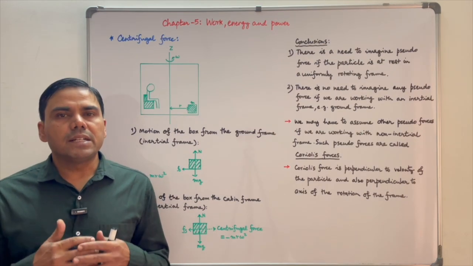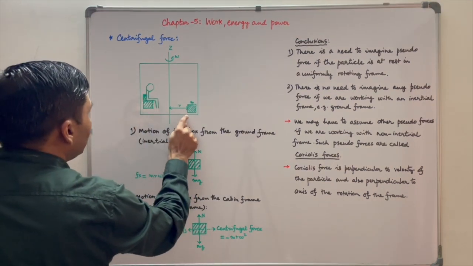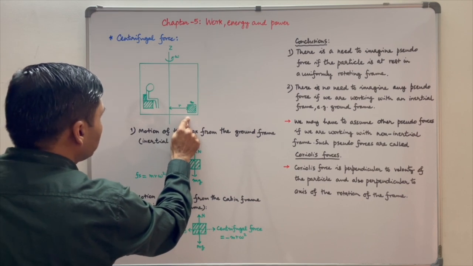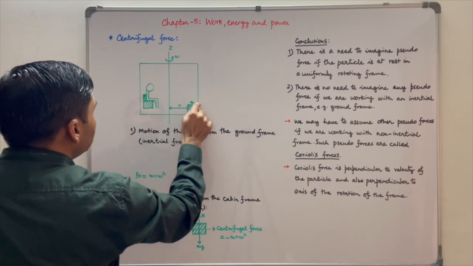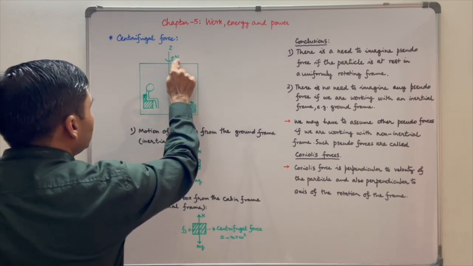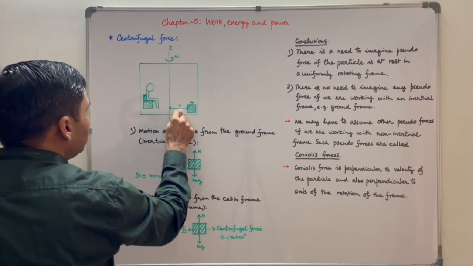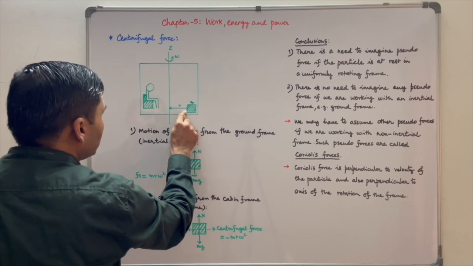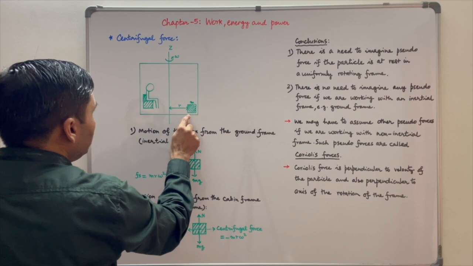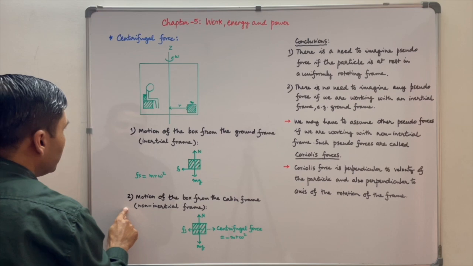Now let us understand centrifugal force. Suppose a man is sitting inside a cabin. A heavy box of mass m is also kept in the cabin at a distance r from the center. This cabin is rotating with constant angular velocity omega about the z-axis, which is passing through the center of the cabin. There is sufficient friction force between the floor of the cabin and the box so that the box doesn't slide on the floor while rotating. We will observe the motion of this box in inertial and non-inertial reference frames.